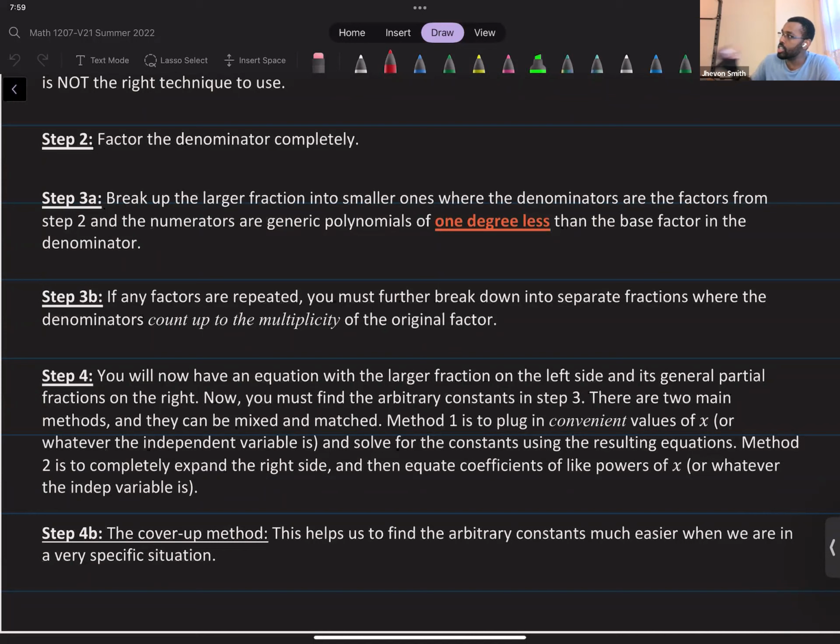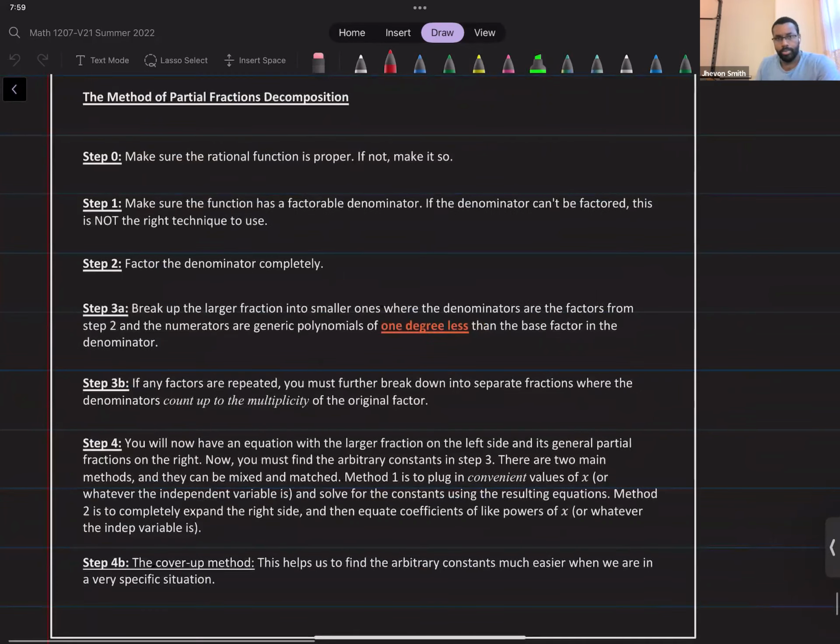And there's an additional method that gives you a shortcut in certain cases called the cover-up method, which I'm going to show you how to do, and that can help you in that. But these are essentially the steps. So if it's proper and the denominator factors and none of the previous techniques work, then you have the option to do a partial fraction decomposition to break the bigger fraction into smaller ones.